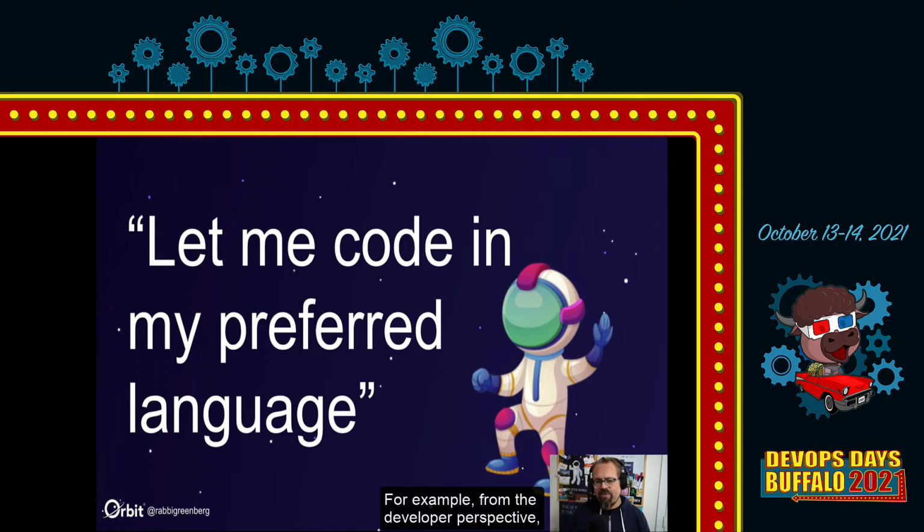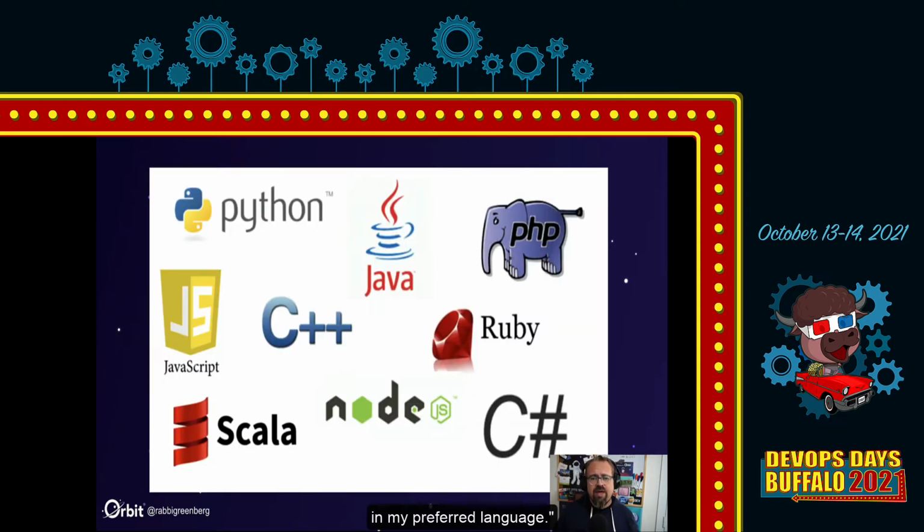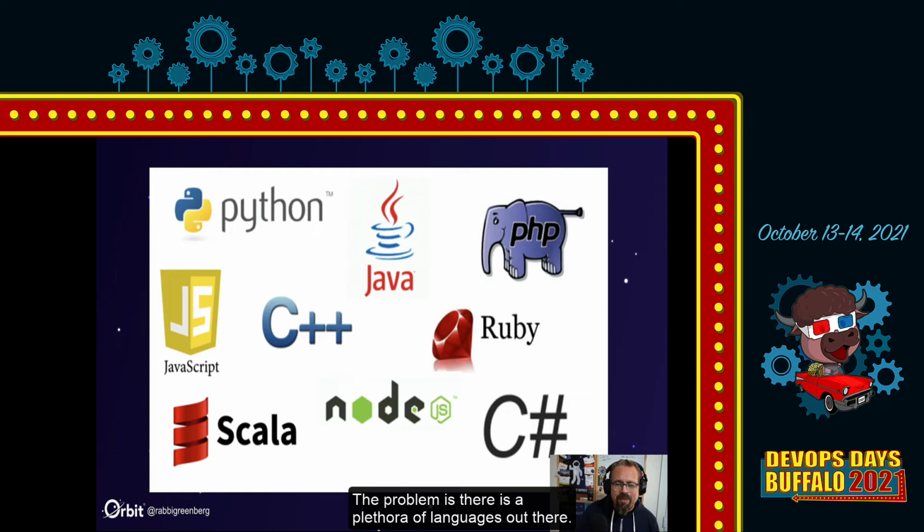For example, from the developer perspective, we all know that developers have their happy languages. They have their programming languages that they prefer to write their code in. It may be Ruby, it may be PHP, it may be C#, it may be Python. They derive the most satisfaction working in those languages. And they may say, I want to write this code in my preferred language. The problem is there is a plethora of languages out there.